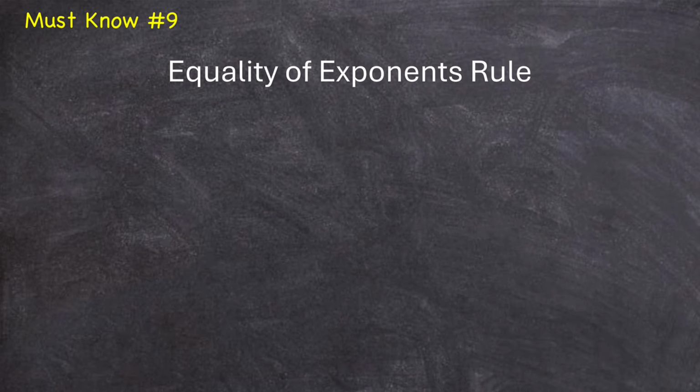Must know exponent rule number 9, the equality of exponents rule. This rule is going to come in handy when you're solving exponential equations. Let's say you have an equation where you have two powers with the same base set equal to each other.